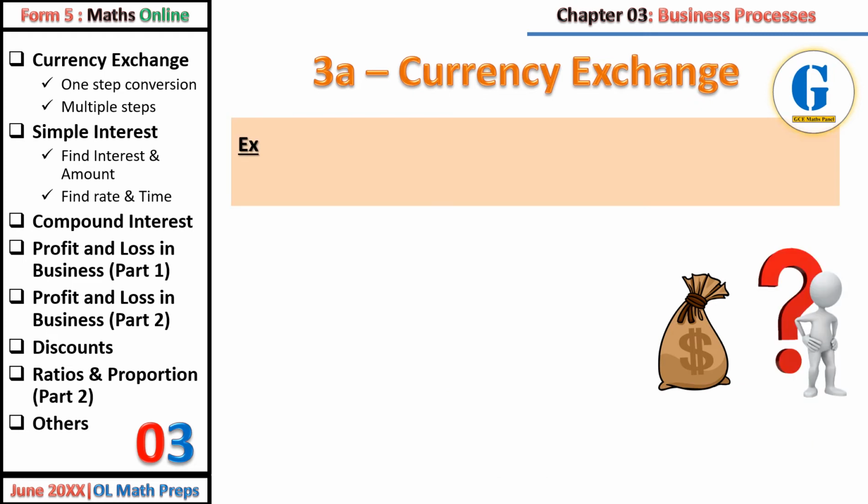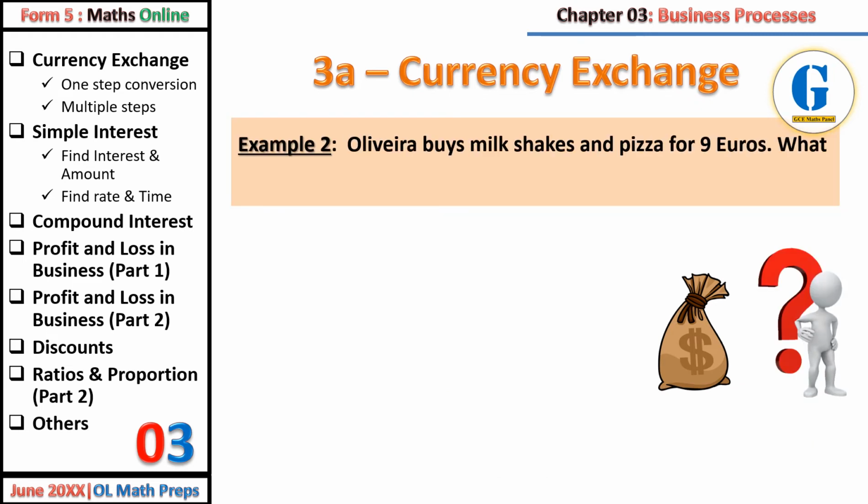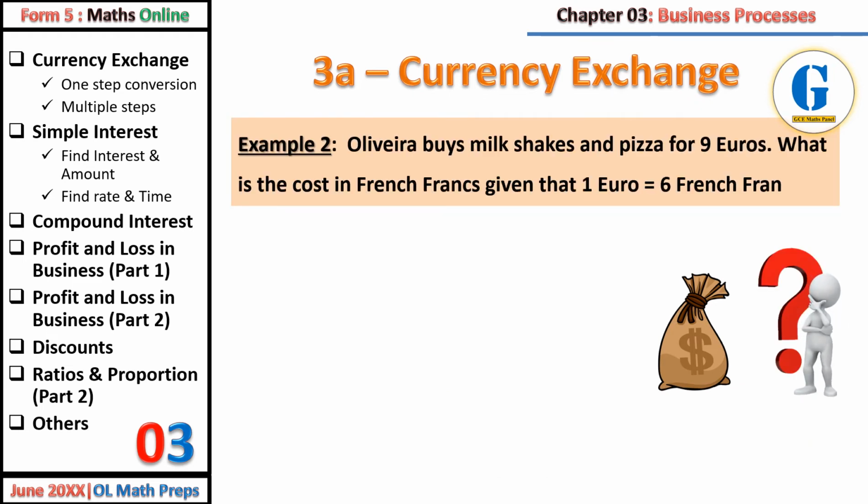Another example, Oliveira buys milkshakes and pizza for 9 euros. What is the cost in French francs, given that 1 euro equals 6 French francs? So in this particular example, we are working with euros and French francs. The total for which he bought these milkshakes and pizza is 9 euros. So we want to get the equivalent of euros in French francs. And we have been told that 1 euro equals 6 French francs. So 1 euro equals 6 French francs, and 9 euros will be equal to an unknown.